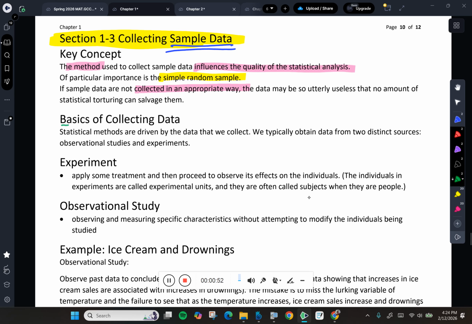So, the basics of collecting data. In broad strokes, we obtain data from two distinct sources, or in two distinct ways, if you like to think about it that way: through things called observational studies and from experiments. Those are the two broad ways we gather data. An experiment, by definition, is where you apply a treatment and then you observe its effects.